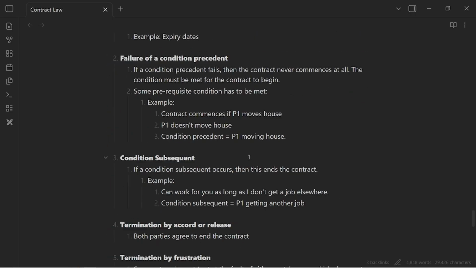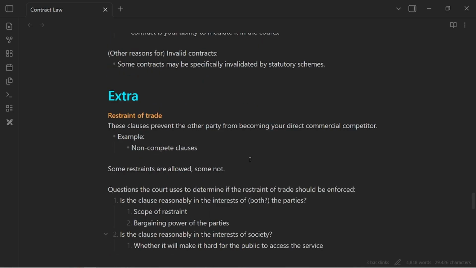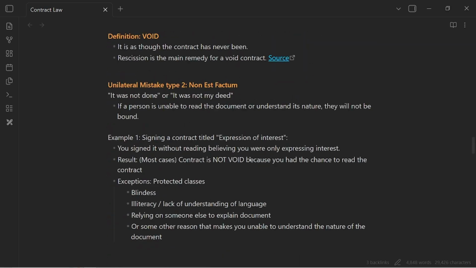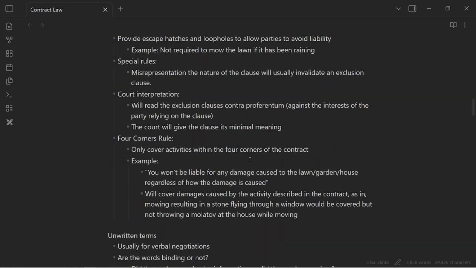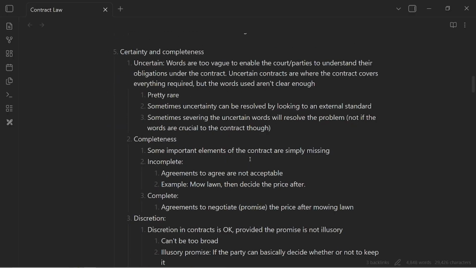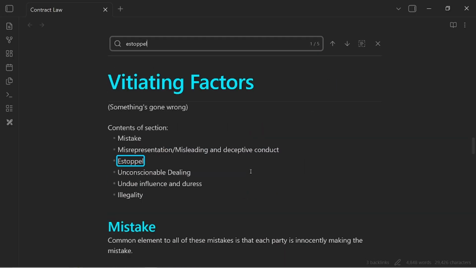Where is estoppel? Okay, hold on. Estoppel.